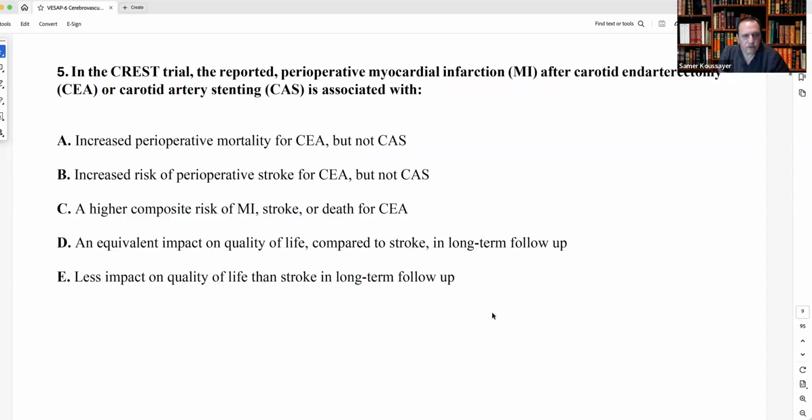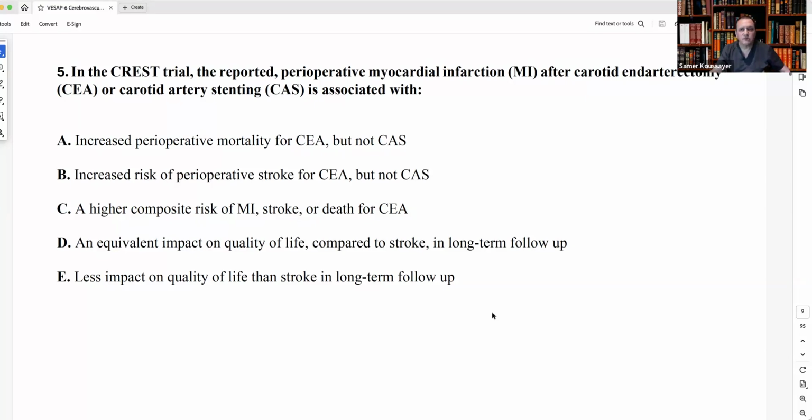Risk of operative stroke. So which one is the right? Let's go one by one again. Increased perioperative mortality, this is for sure wrong. Increased risk of operative stroke for CAS, no, this is wrong also. Higher composite is wrong. Less impact on quality, no, I think E is the right answer. Yeah, less impact on quality of life than stroke in long-term follow-up.